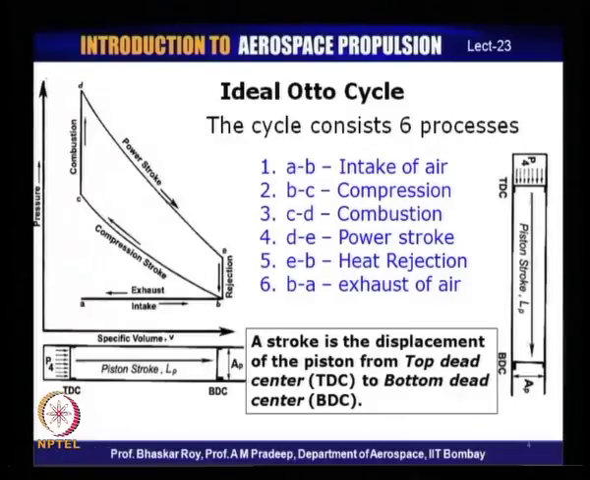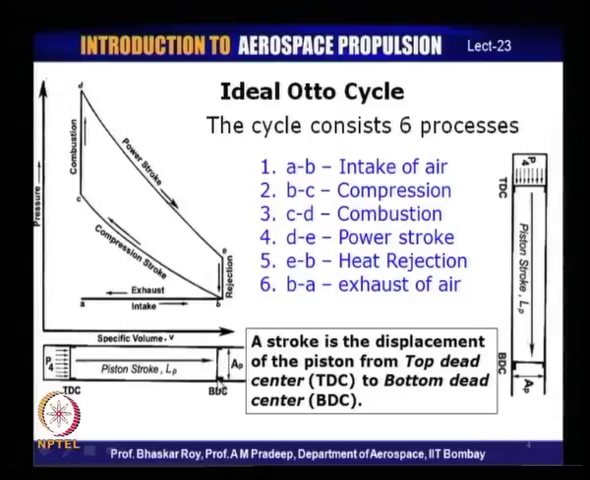Now, if you look at a schematic of an engine which operates as per the Otto cycle, just below the PV diagram you will see this diagram of a schematic of a piston engine. Now, this is the piston stroke as it is often called, and this is what we were calling stroke. And LP is the length of the stroke.